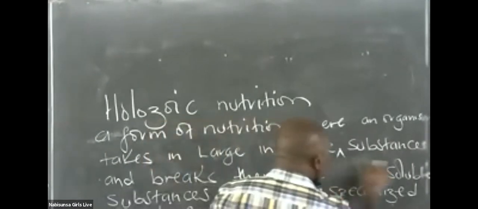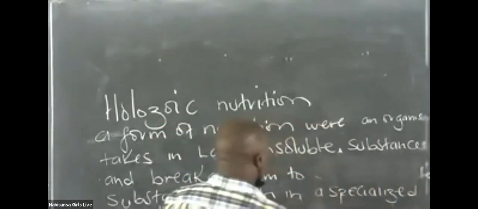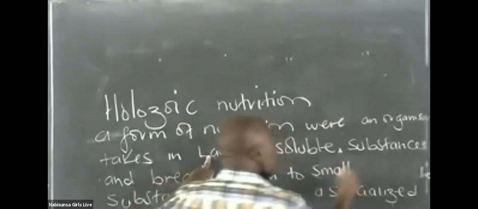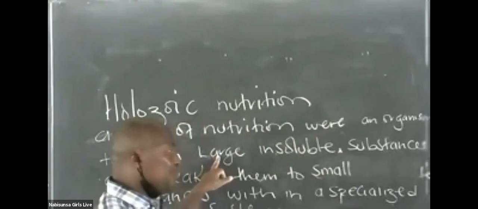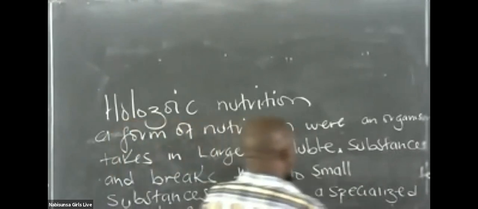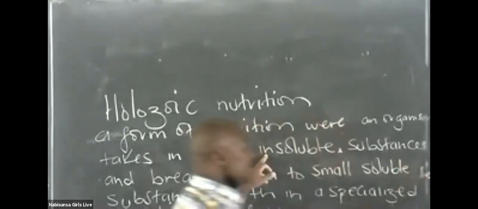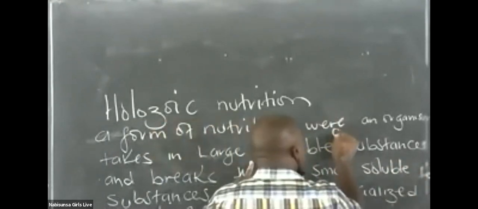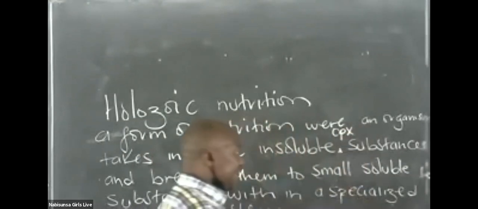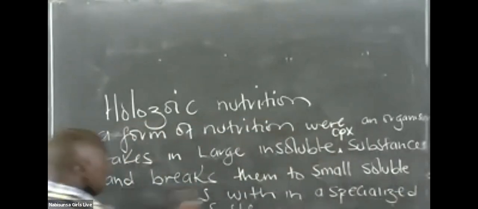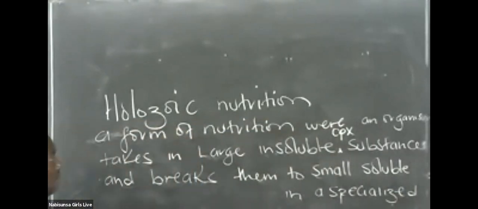So, for the large, I'll put small. For the word insoluble, I'm putting the word soluble. And here where we have written complex, I'll use the word simple.